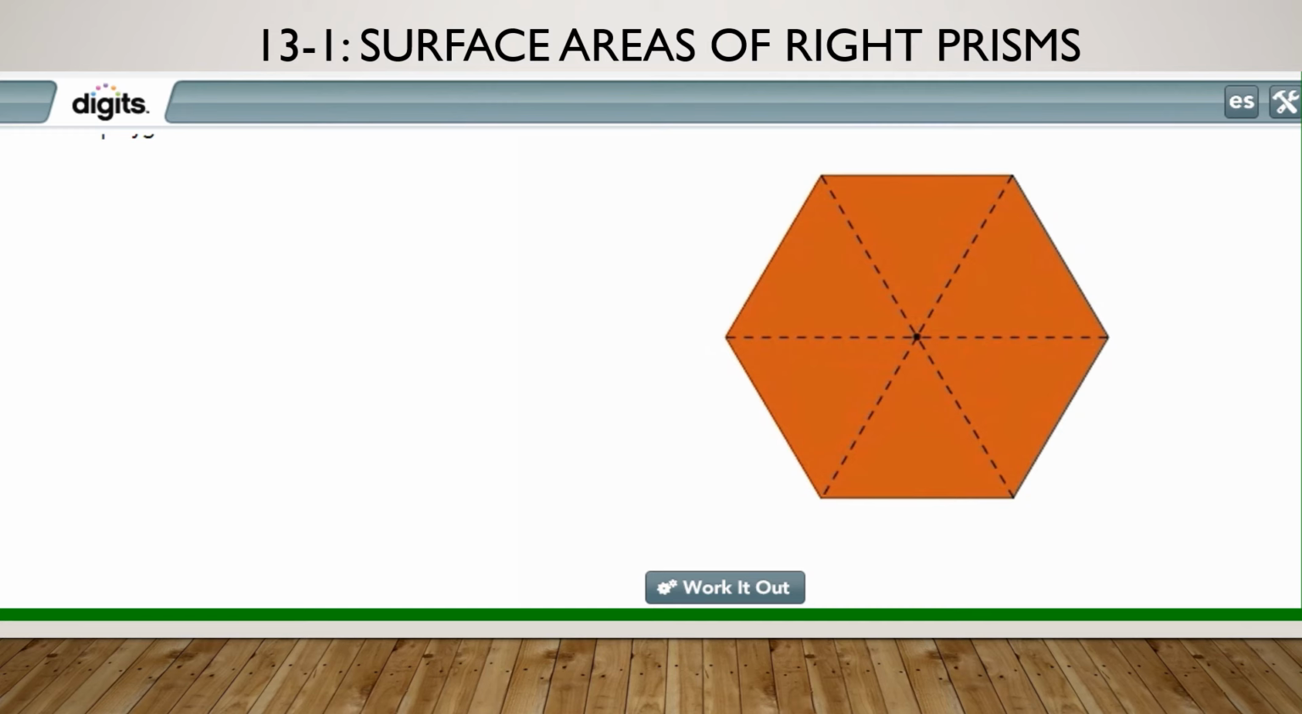Whenever we have to find the area of a hexagon, just decompose it into 6 equilateral triangles, and then you just multiply by the area of one triangle. Let's just say the area of this one triangle is 10 meters squared. So if the area of that one triangle is 10 meters squared, the area of the entire hexagon will just be 10 times 6, which is 60 meters squared. So that will be the area of the entire hexagon.